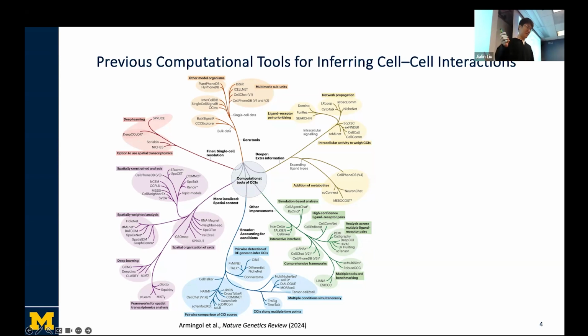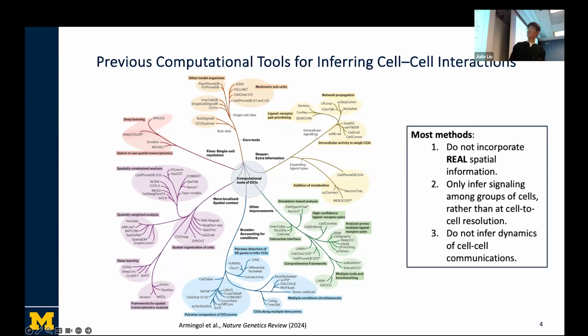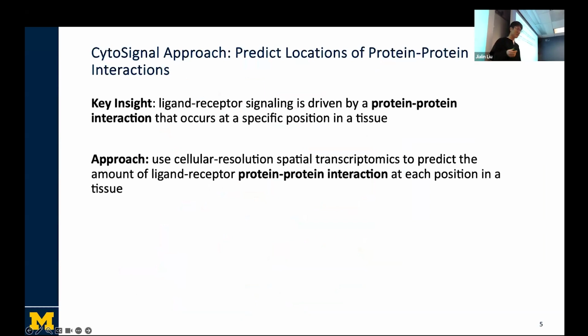But if we think about it, there are several main disadvantages. First of all, we believe that most methods do not incorporate real spatial information. Second, they only infer signaling among groups of cells rather than at cell-to-cell resolution. And finally, they do not infer the dynamics of cell-cell communication. So, in order to solve these challenges, we present CytoSignal and Medial CytoSignal.